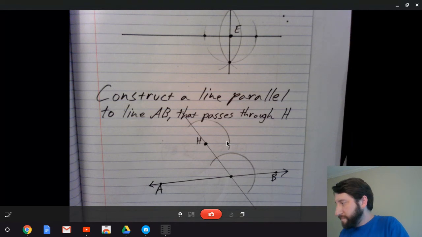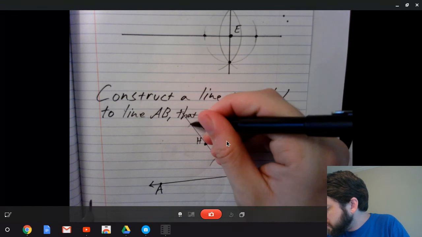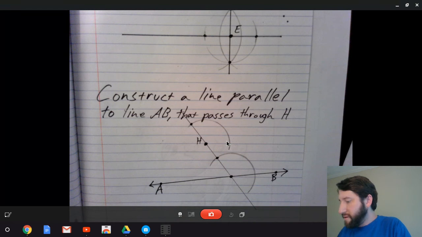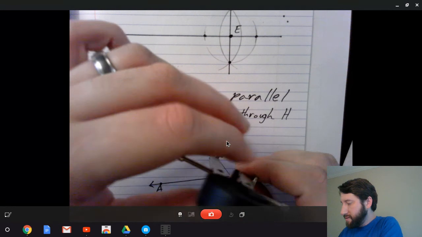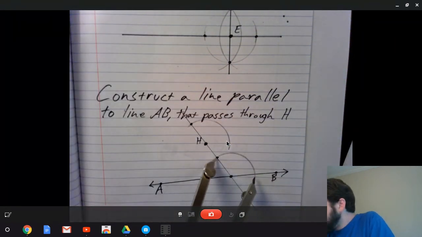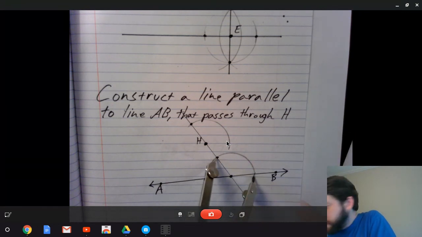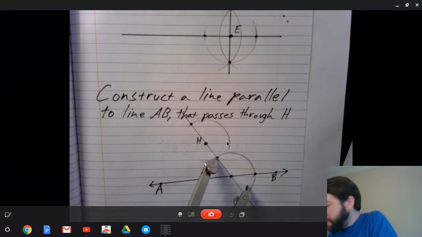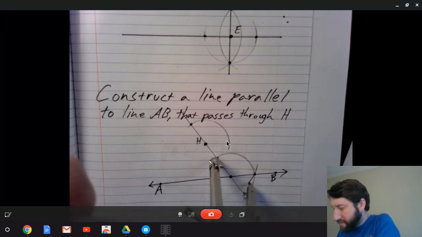Now, here's the next step. Look at where this arc intersects my transversal. Look at where the arcs intersect the transversal. That's going to be the next spot that I put the pointy end. And I'm going to adjust this all the way until I meet up with this intersection right here. Notice where the arc intersects the line that I want to be parallel to. So I have to intersect the line I want to be parallel to.